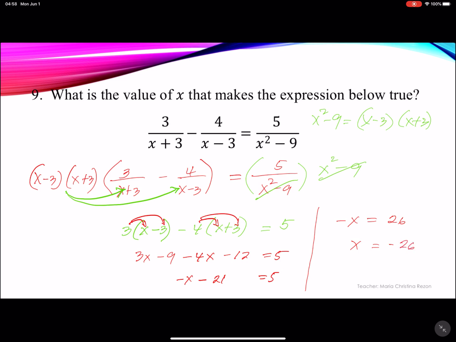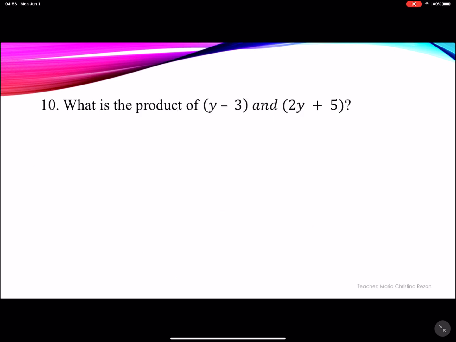And if you want to verify if your answer is correct, you can substitute that to x plus 3. So you can have 3 over negative 26 plus 3. Just substitute the value of x, then you will be able to know that your answer is correct.